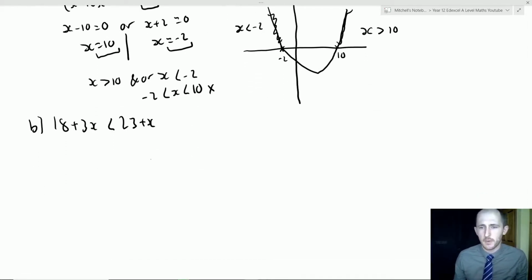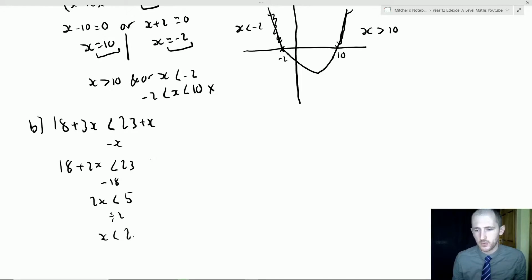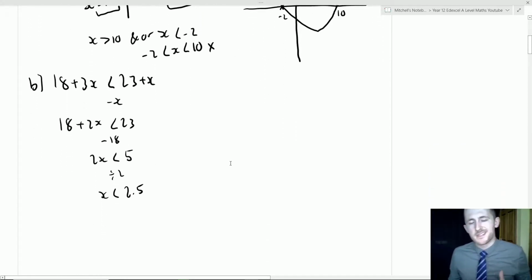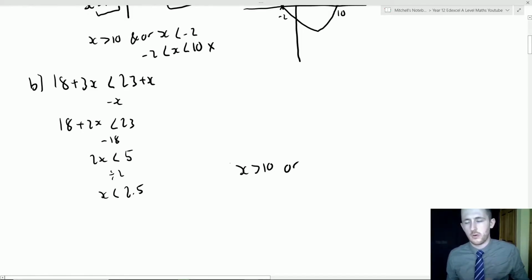So what we're going to do is bring all the x's to one side, so minus x from both sides, and we get 18 plus 2x is less than 23. Subtract 18 from both sides, we get 2x is less than 5. Divide by 2, and we get x is less than 5 over 2, or 2.5. Now, we want the values of x which satisfy both inequalities, so both of them have to be true at the same time. Some of you may be able to just look and see what the answer is going to be. We have x is less than 2.5, and we also have x is greater than 10, or, whichever one you want to use, x is less than minus 2.